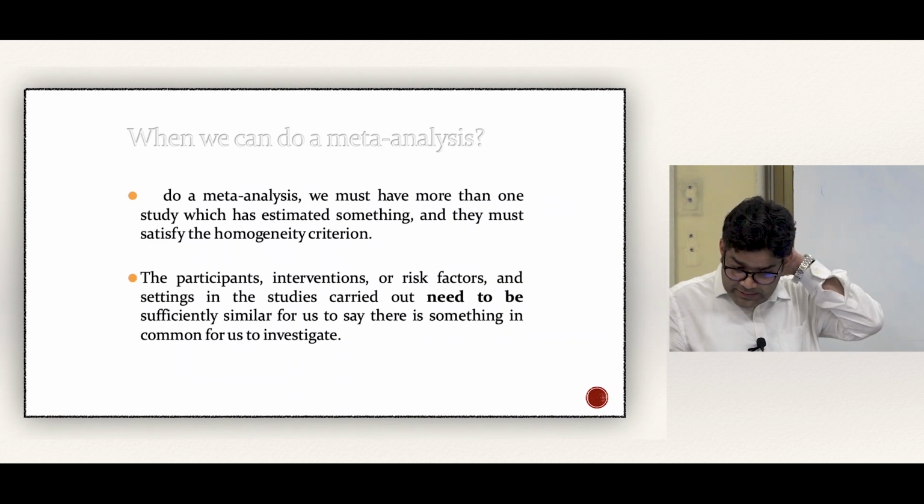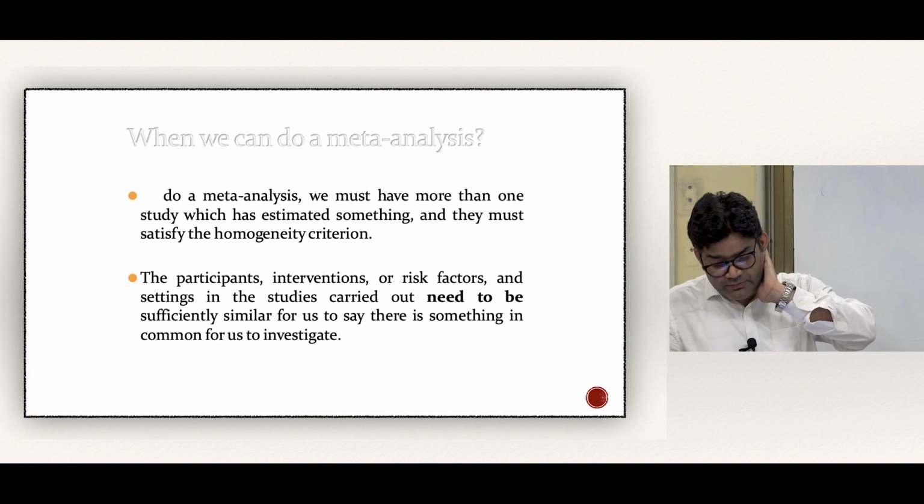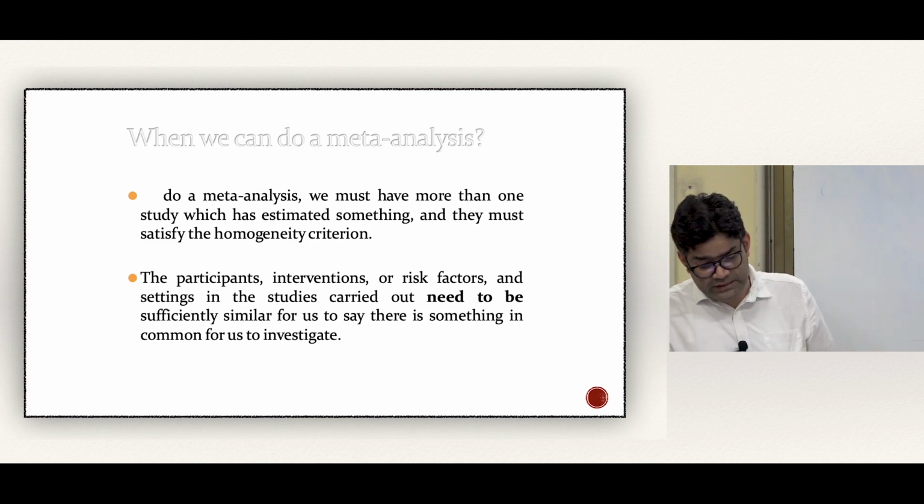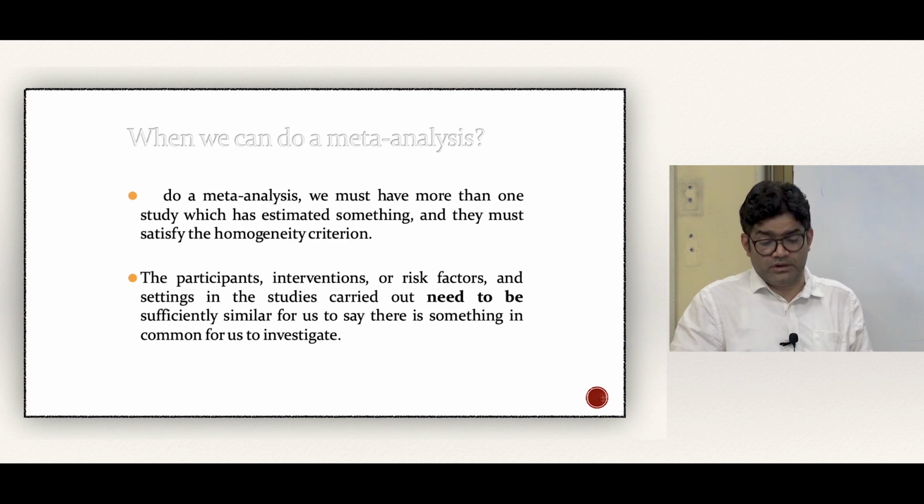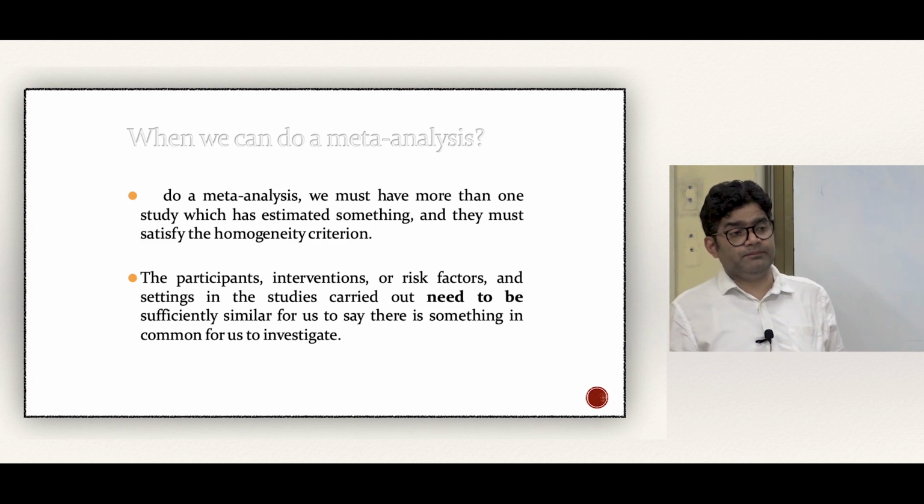When can we do a meta-analysis? We must have more than one study which has estimated something, and they must satisfy the homogeneity criteria. The participants, interventions or risk factors, and settings in the studies carried out need to be sufficiently similar for us to say there is something in common to investigate. Okay. So what is happening basically? Meta-analysis is a study of studies.